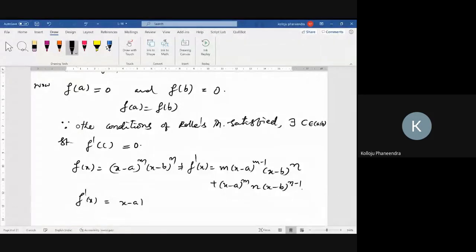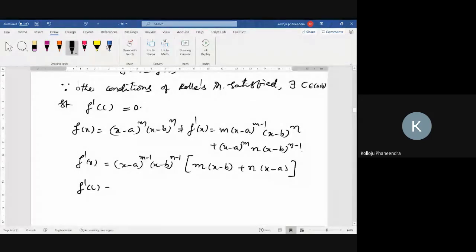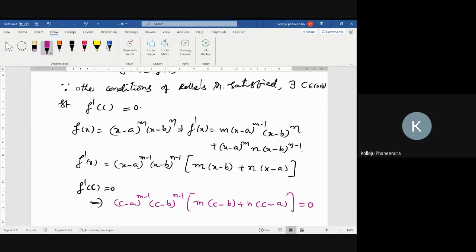One can take (x minus a) whole power m minus 1 common, (x minus b) whole power n minus 1 common. So this is m into (x minus b), and here n into (x minus a). Right? Now f dash c equals to 0. F dash c equals to 0 implies in place of x, c. So (c minus a) whole power m minus 1, (c minus b) whole power n minus 1, m into (c minus b) plus n into (c minus a) equal to 0.